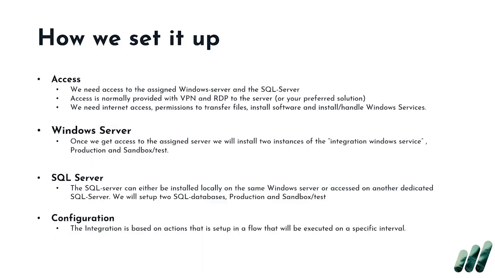To set up the integration, we need access to your server with some solution like VPN and RDP or whatever you prefer. On the server, we need internet access, and we need permissions to transfer files, install software, and also handle Windows services. On your server, we will install 2 instances of the integration Windows service, one for production and one for the sandbox.